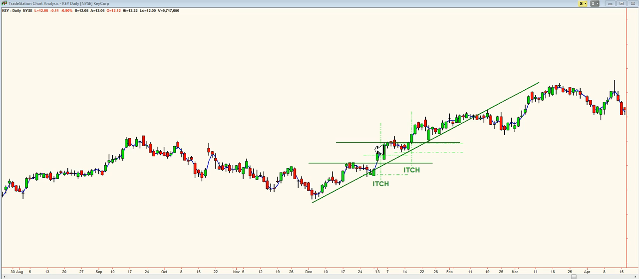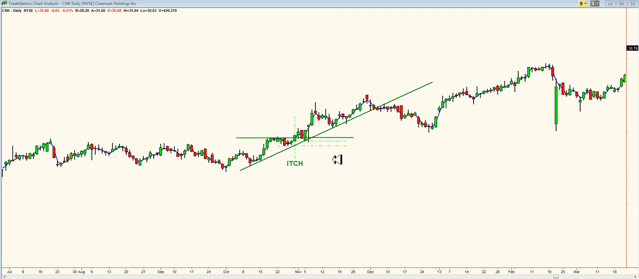KEY again, pullback, breakout, a couple along this trend. Gave you a couple of itches again in the crosshairs. This is KEY. This was from the early part of 2013, January and February. Let's take a look at another one.